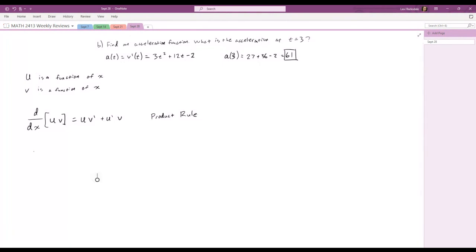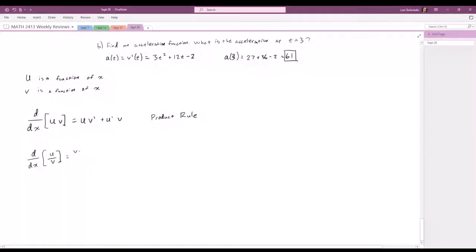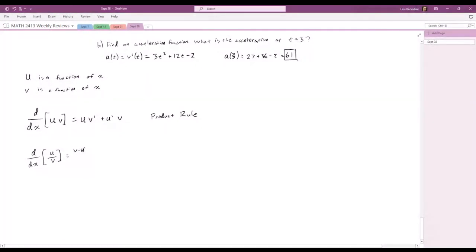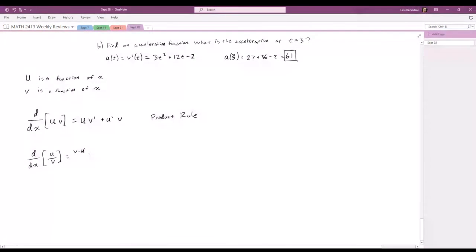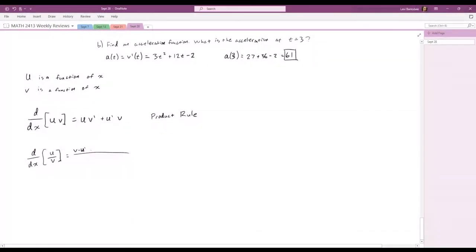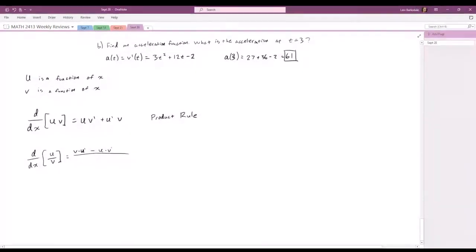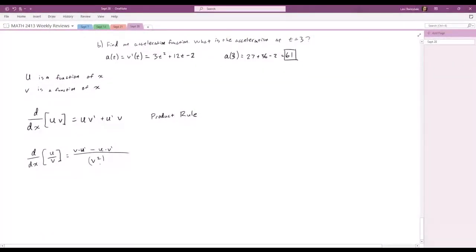And then we also have a quotient rule. And this is similar. It's basically the product rule. It really is the product rule in disguise. If you just say, well, 1 over v now, we can think of it as taking u and multiplying by 1 over v. But it's usually easier to just remember the quotient rule, which is low times the derivative of the high minus high times the derivative of the low, all over low, low. So over v squared.